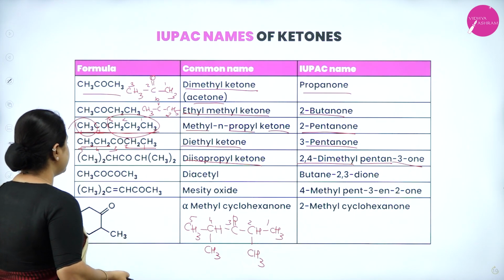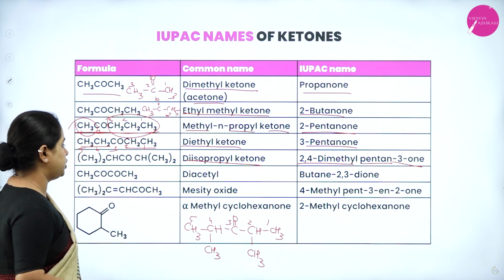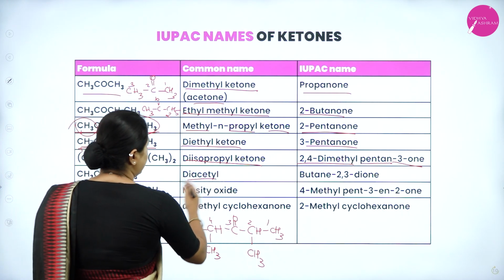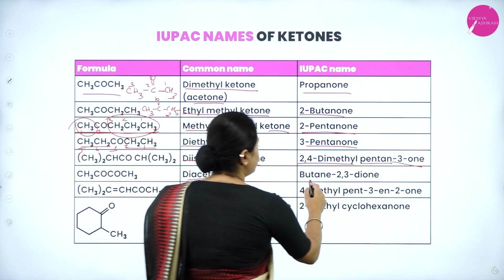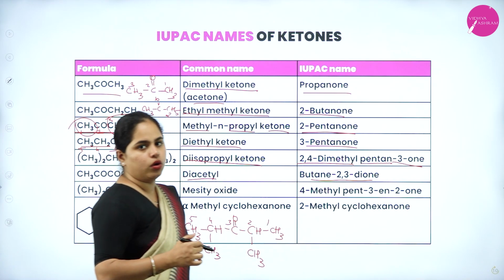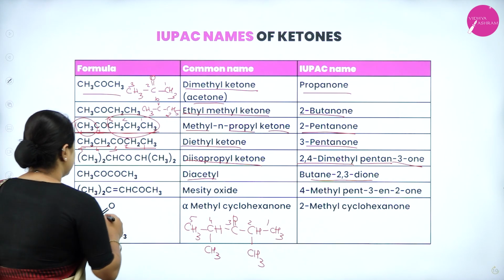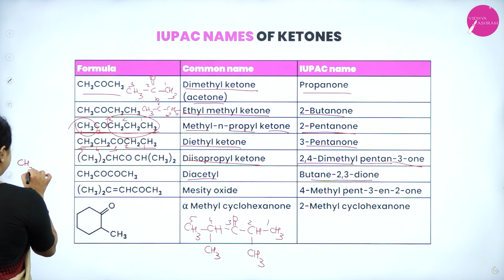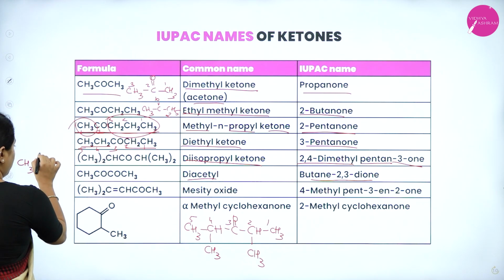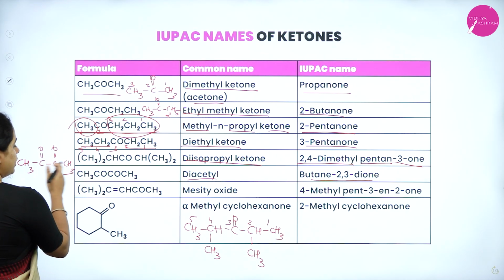Clear? Next one is CH3CO, COCH3. So this is called as diacetyl. And the IUPAC name is butane 2, 3 dione, because 2 ketones are there. See, this is CH3, CO, CO, CH3. So this is a diacetyl.